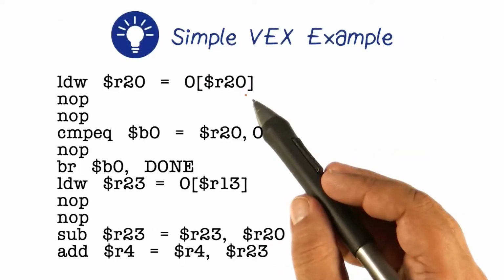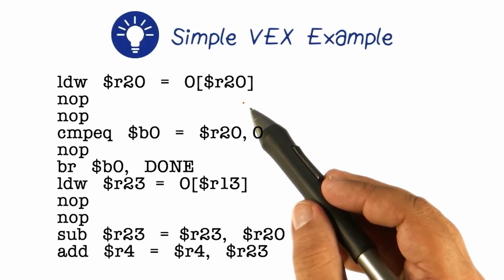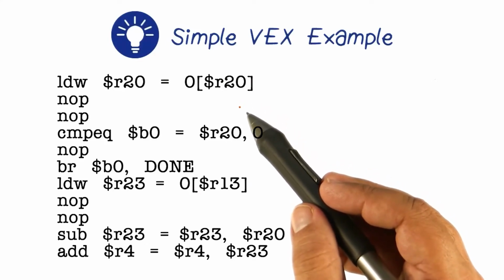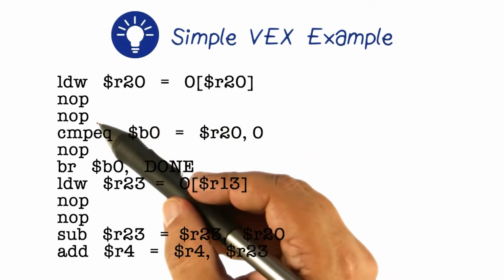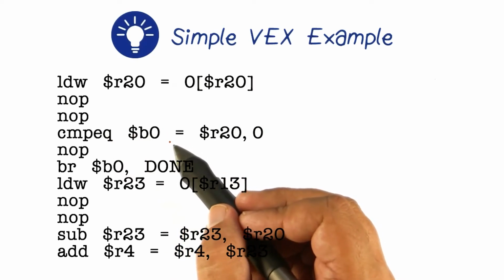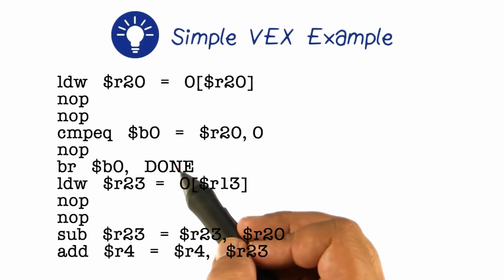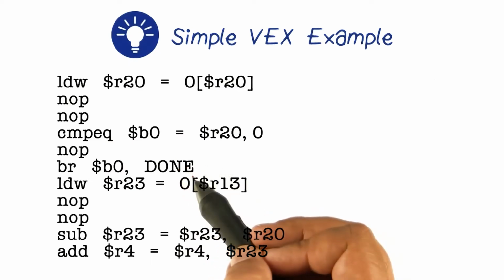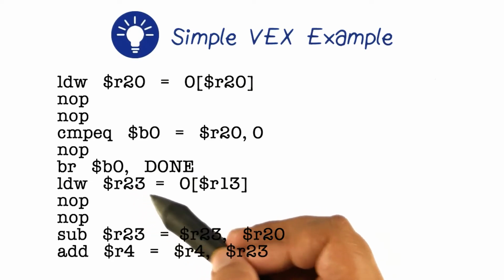To illustrate the ILP IPC concepts, let's go over a VEX program. The first instruction is a load instruction that loads a value from memory, followed by 2 no-op instructions. This is followed by a compare instruction, which compares the loaded value with 0. Following that, there is a branch instruction that jumps to a label done. Following this again, there is a load followed by no ops, followed by subtract, and so on.